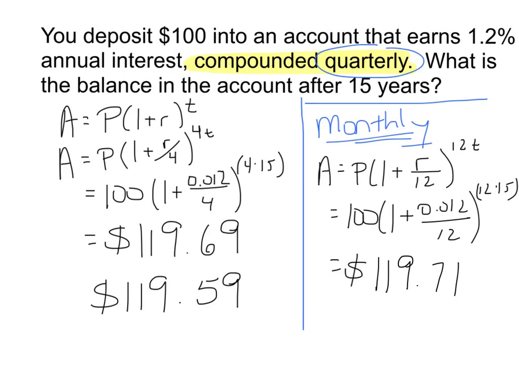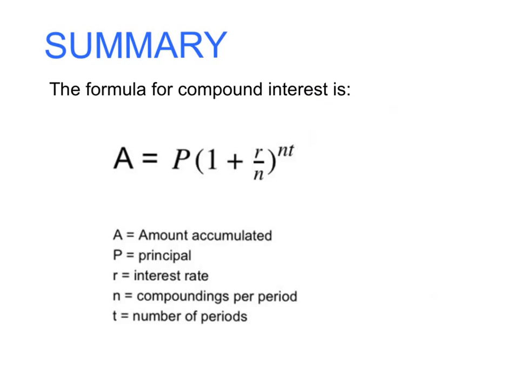So again, see, the more compoundings, it's still 1.2% interest annually, but the more times they give us our interest through the year, the more money we're going to make. Here we had annually, here we had quarterly, and this is what it would look like for monthly. So here is our summary.